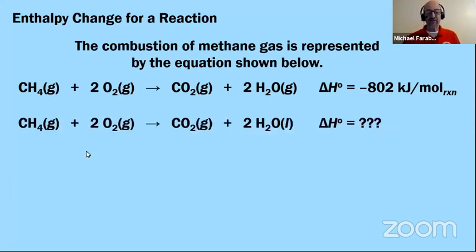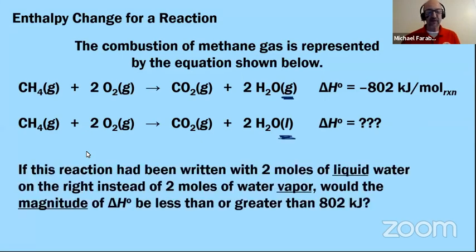Notice that we should pay attention to the phase of matter. So we have CH4 as a gas, O2 is a gas, CO2 is a gas, and in the first reaction I gave you, we have water vapor. So would we get a different value of delta H if we had used liquid water in this experiment as a product instead of water vapor? If this reaction had been written with 2 moles of liquid water on the right instead of 2 moles of water vapor, would the magnitude of delta H be less than or greater than 802 kilojoules? Again, the magnitude. So I'll give you a moment to think about that. And if you need to pause the video, feel free to do that.